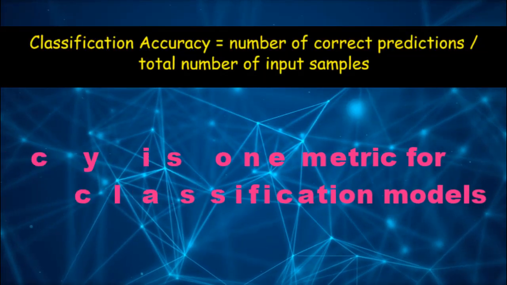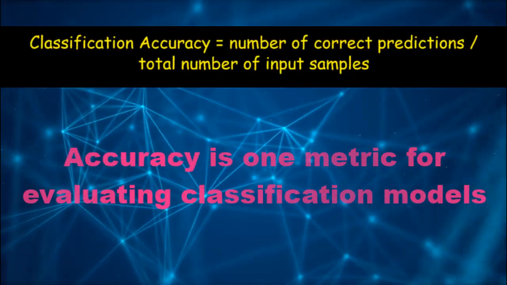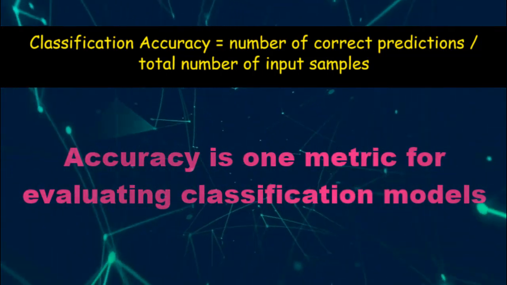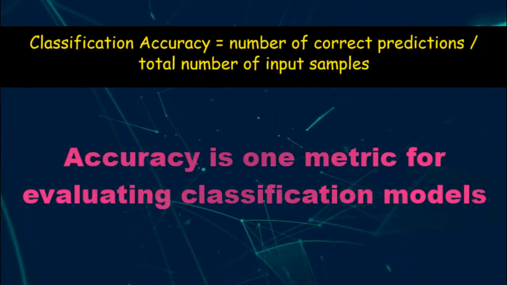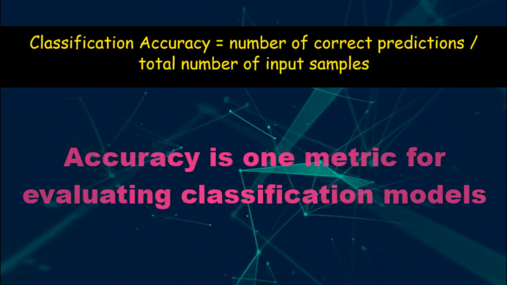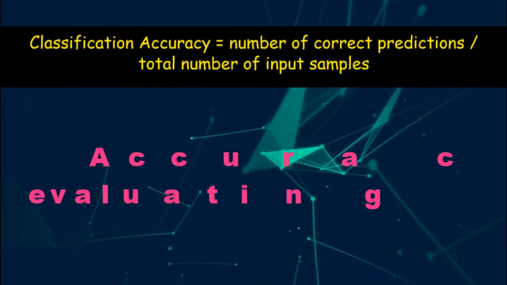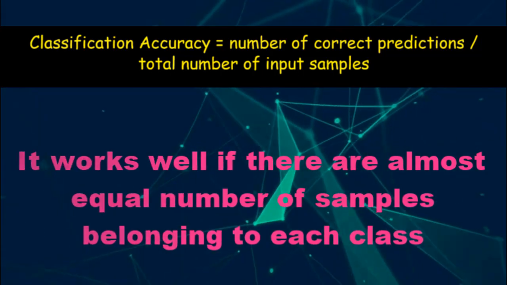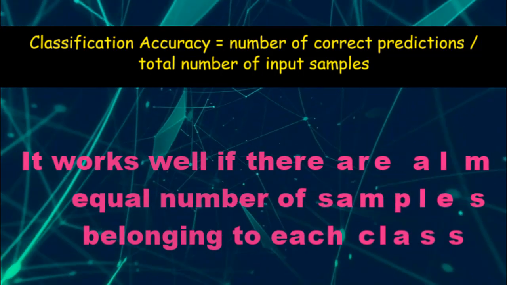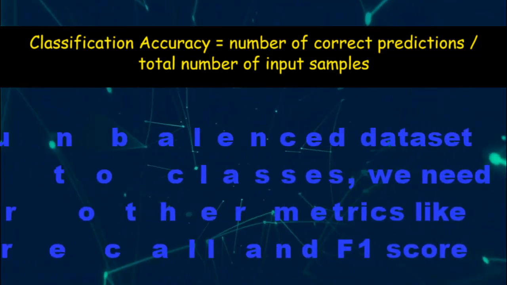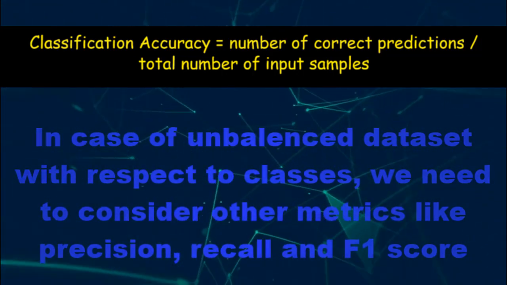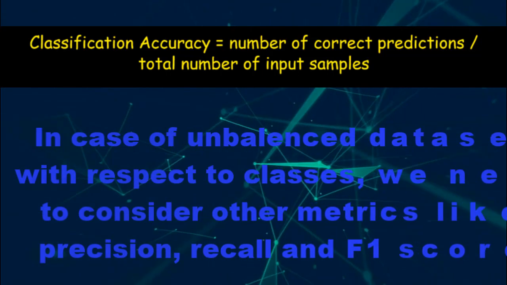Before proceeding to the technical implementation, let's discuss one more important concept called classification accuracy. Accuracy is one metric for evaluating classification models. Classification accuracy is the ratio of the number of correct predictions to the number of input samples. It works well only if there are almost equal numbers of samples belonging to each class. In case of an unbalanced dataset with respect to the classes, we need to consider other metrics like precision, recall, and F1 score for measuring the performance of the model.